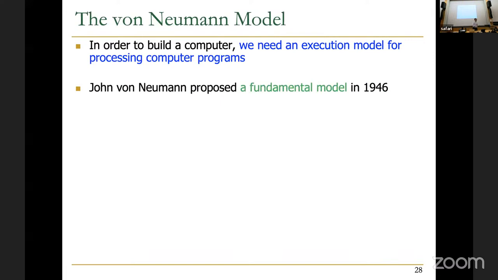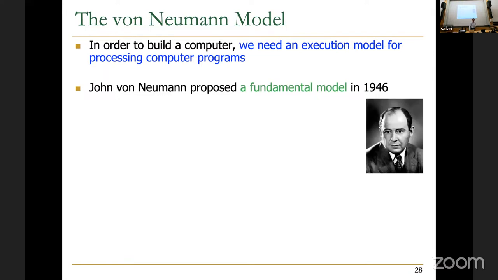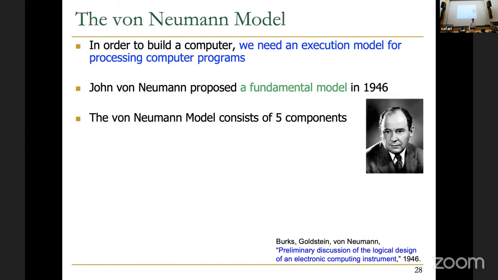And John von Neumann, who actually studied at ETH for some time, proposed a fundamental model in 1946, actually earlier than 1946, but he published one of the papers in 1946. This is the guy, as you can see. And this is a paper with his colleagues that talks about this model. And this model has two hallmark characteristics: sequential instruction processing and stored program computation. Now you should really remember all of those after this lecture. We will get to that.